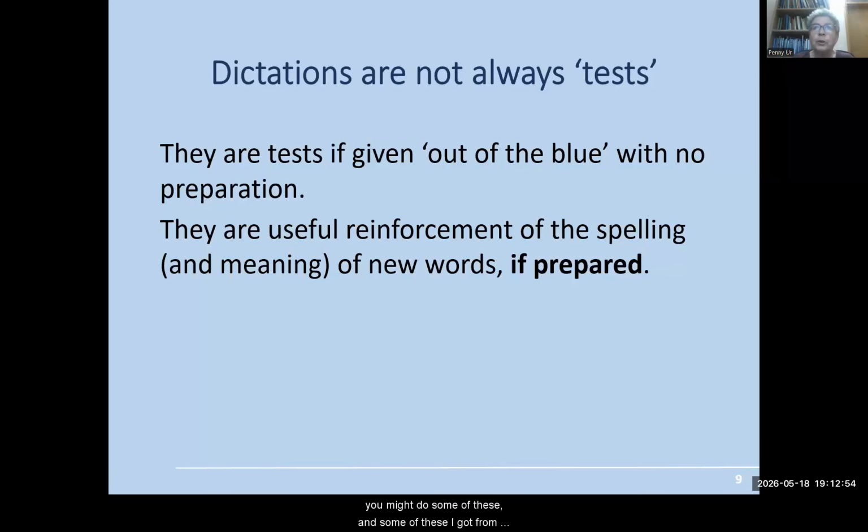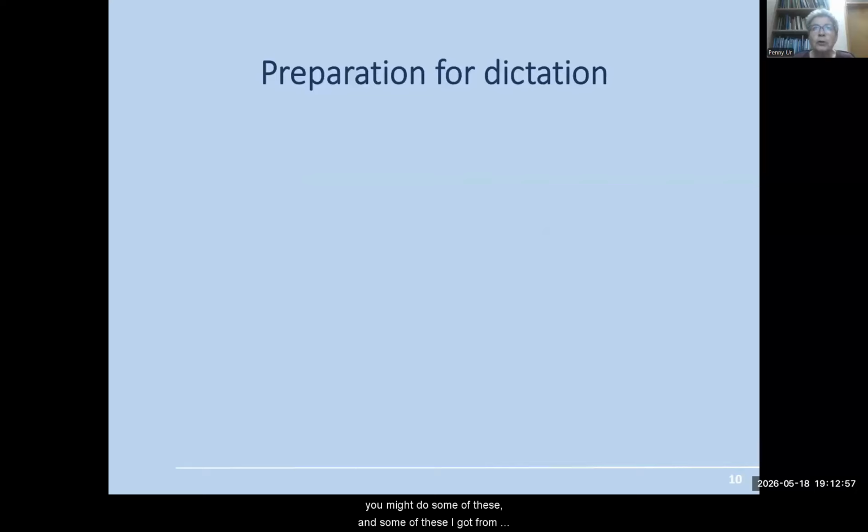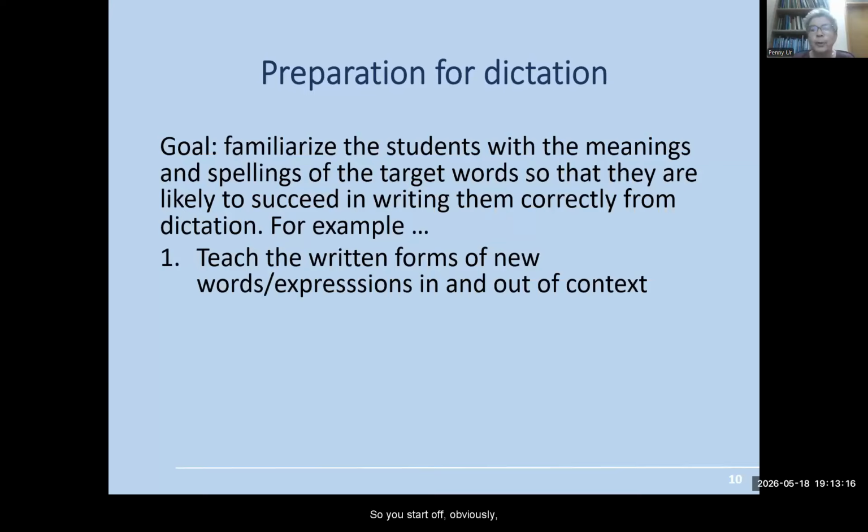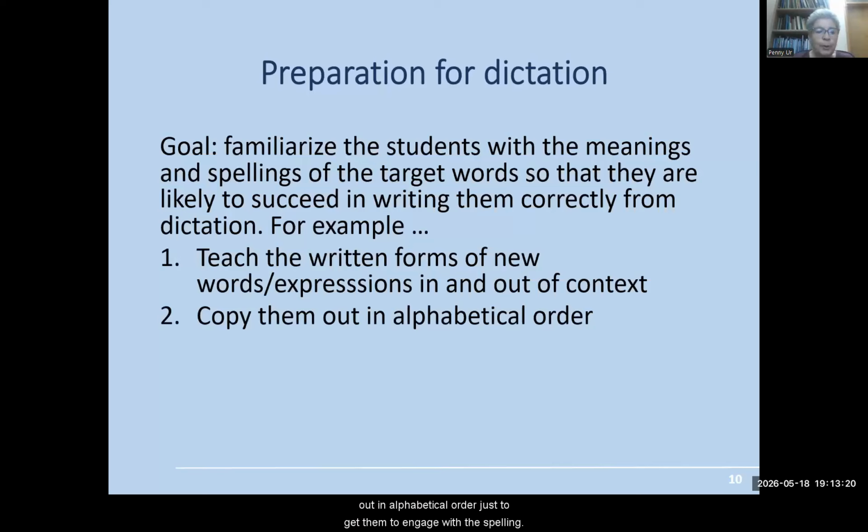So, for example, you might do some of these. Some of these I got from Michelle, and one or two of them are my own, I think. But the overall goal is to familiarize the students with the meanings and spellings of target words, so that when you do your dictation, they're going to get it right, and it's going to function as a reinforcement. So you start off obviously by teaching the words, and then perhaps copying them out in alphabetical order just to get them to engage with the spelling.